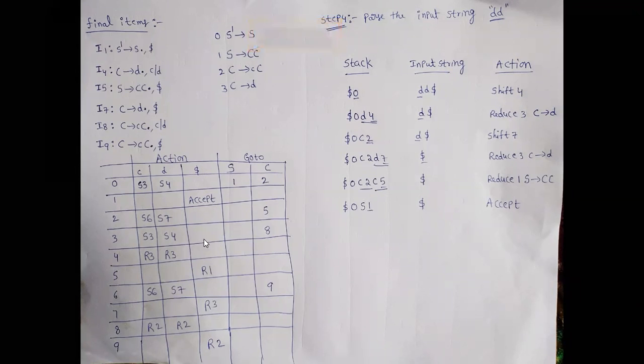Okay, so this is the construction of a CLR parsing table. In this one, we have to pass the string, that is small d, small d. Okay, we have to see how this string is parsed.